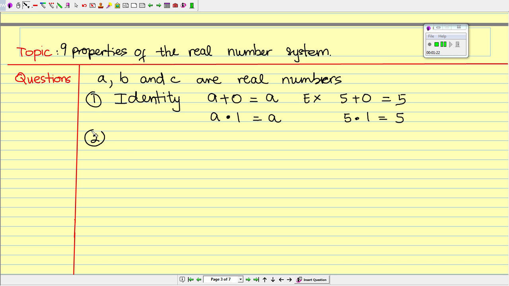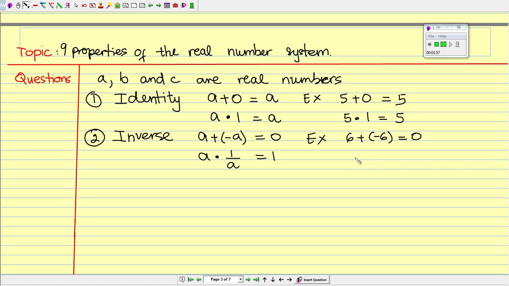Property number 2 we call inverse property. The sum of A and its inverse, which is the opposite, is equal to 0, and the product of A and its inverse is 1. So for example, 6 plus the inverse of 6, which is negative 6, or the opposite, equals 0, and 6 times the inverse of 6, which is 1 over 6, is 1.